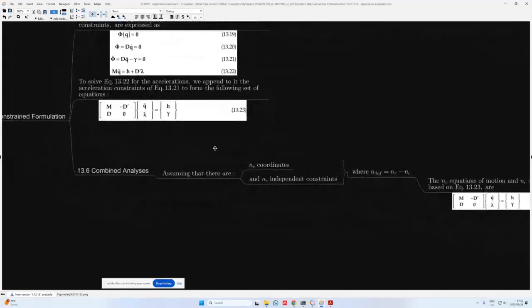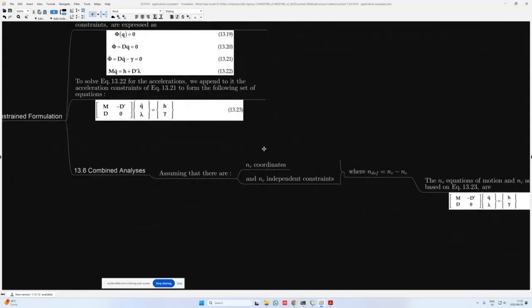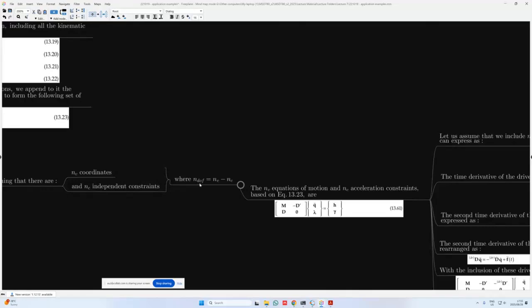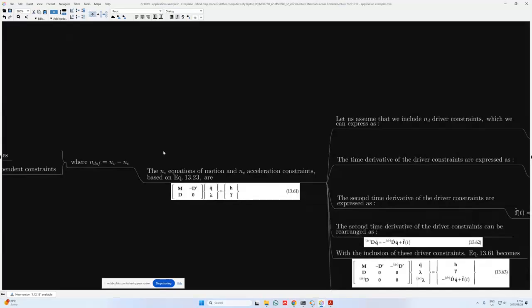So with regards to PMD sections 13.6, we also consider a combined analysis where we assume that there are NV coordinates and NC independent constraints for a multi-body mechanism. So therefore, the number of degrees of freedom that we have in the system is equal to NV minus NC. And remember that NV is simply the number of bodies multiplied by 3, since each body has 3 free degrees of freedom, which is in the x direction, y direction, and about the z axis. So the NV equations of motion and NC acceleration constraints based on equation 1323 are then expressed in 1361 as well.